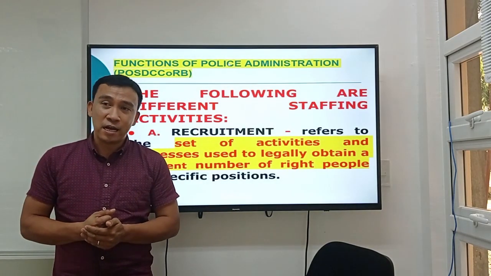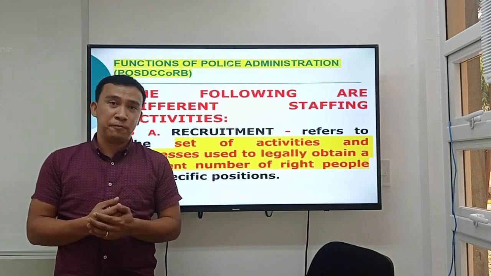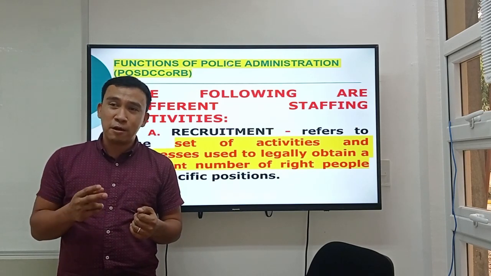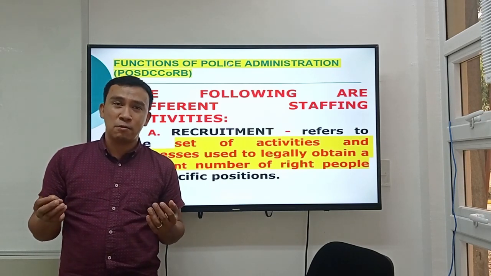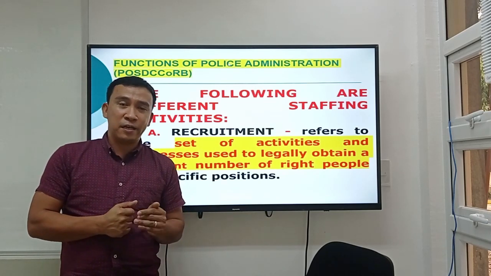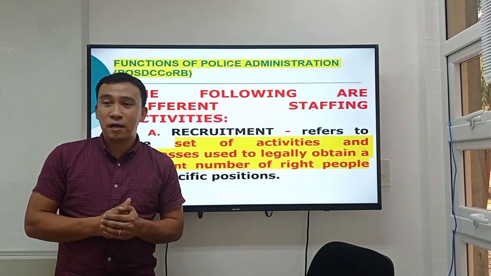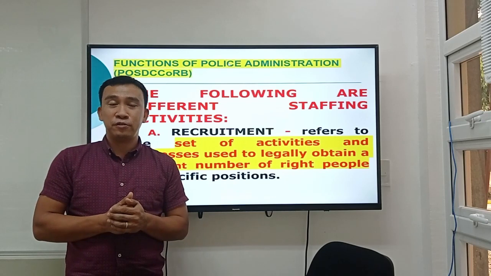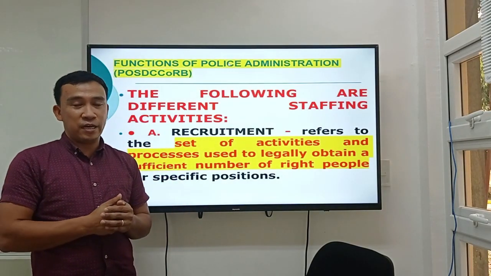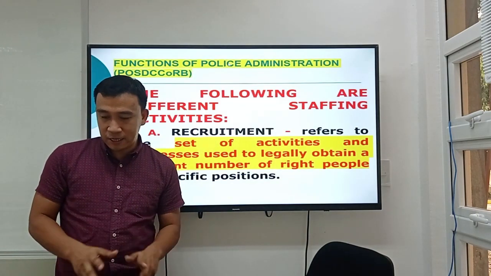And I think ang Philippine National Police ay successful sa kanilang recruitment process. Why? Bagamat kokonti ang quota, and yet thousands of applicant ang nagsasubmit ng kanilang application showing interest doon sa slot na yon para sila ay makapasok sa gobyerno. Okay, so that is number 1, staffing activities, and that is recruitment.